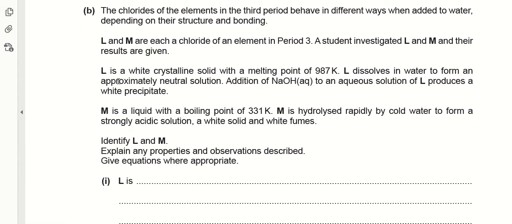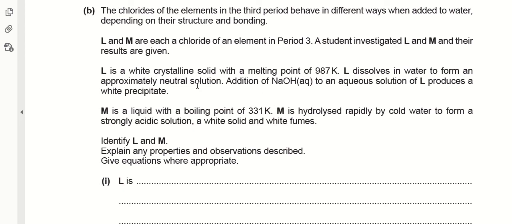Now, L is a white crystalline solid with a melting point of 987 Kelvin, which is quite high. Then L dissolves in water to form an approximately neutral solution. That means pH is not 7 but close to 7. Addition of sodium hydroxide to an aqueous solution of L produces a white precipitate. So this student added sodium hydroxide.